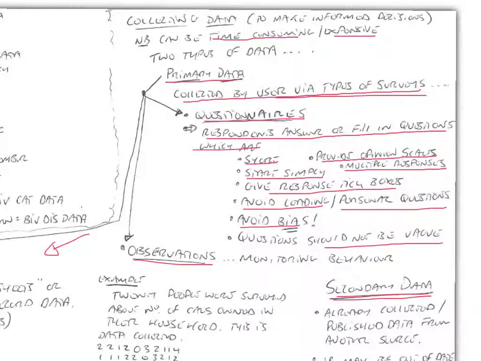Okay, so that's questionnaires. Observations then are simply carried out by people collecting data, where they're just monitoring other people's behaviour or other objects like cars, traffic systems and so on.